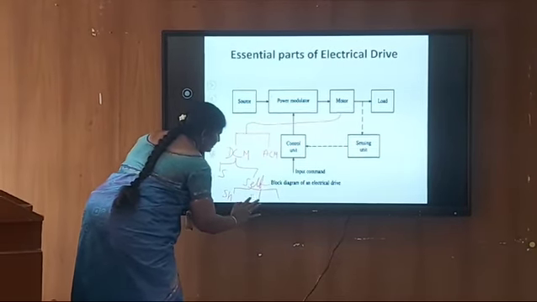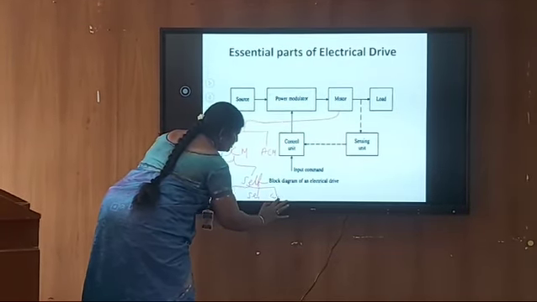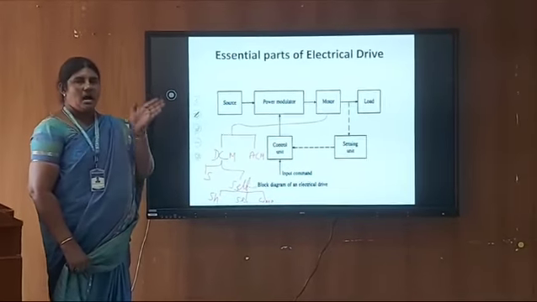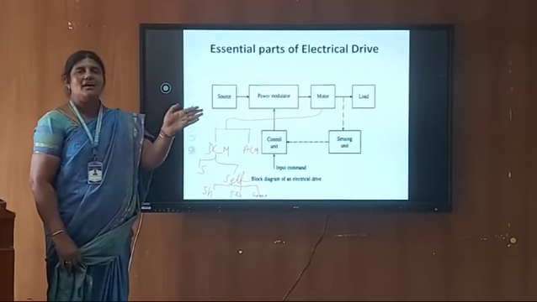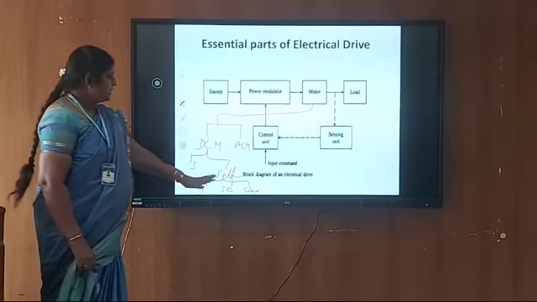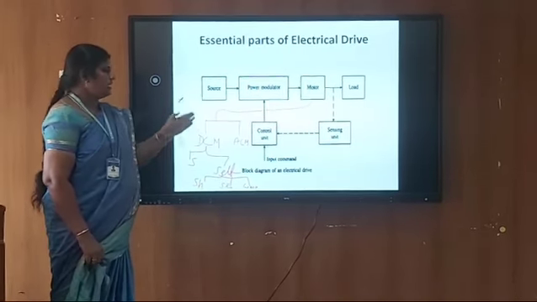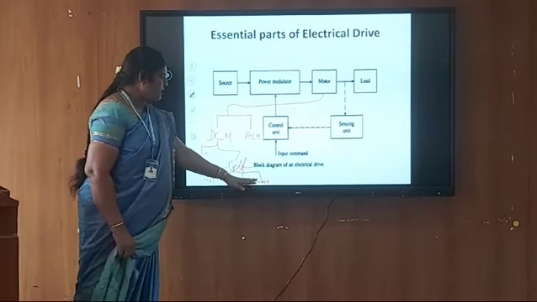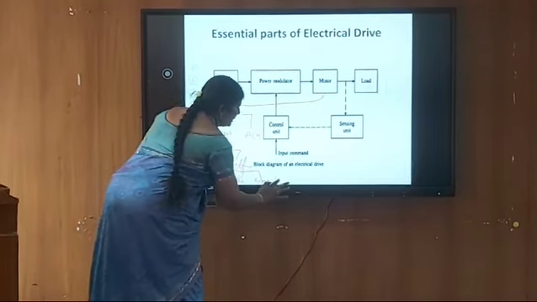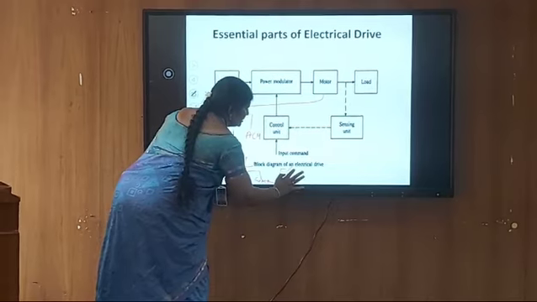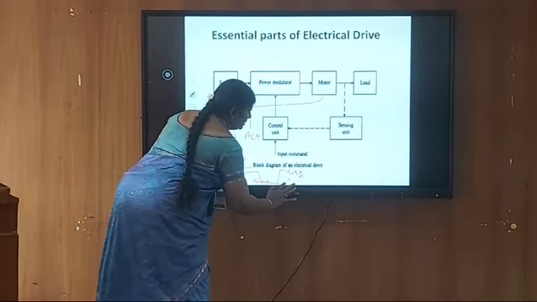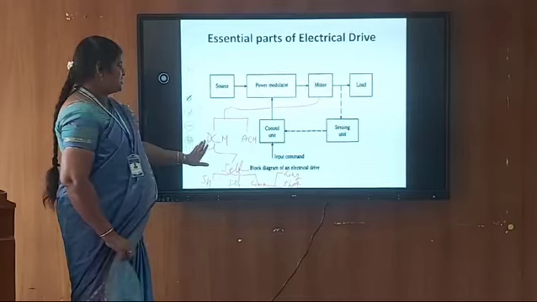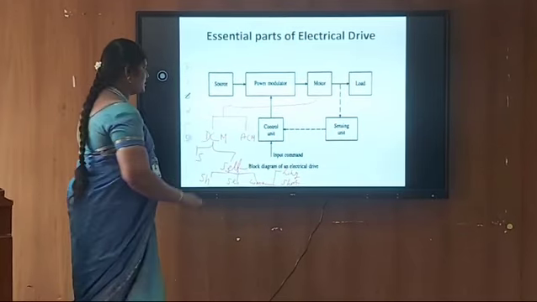shunt, series, and compound. In a shunt motor, the field winding is connected across the armature winding. In a series motor, the field winding is connected in series with the armature winding. The compound motor is further classified into two types, long shunt and short shunt. This is the main classification of DC motors.